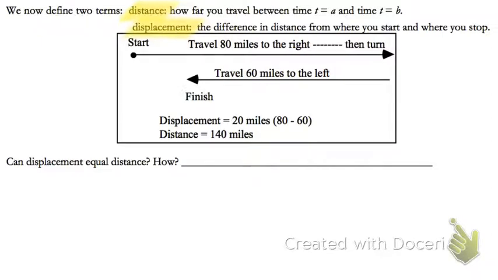The question down here says, can distance ever equal displacement, and how? The answer is yes, if you never turn around. If you only go in one direction, then your distance and your displacement would be equal to each other.